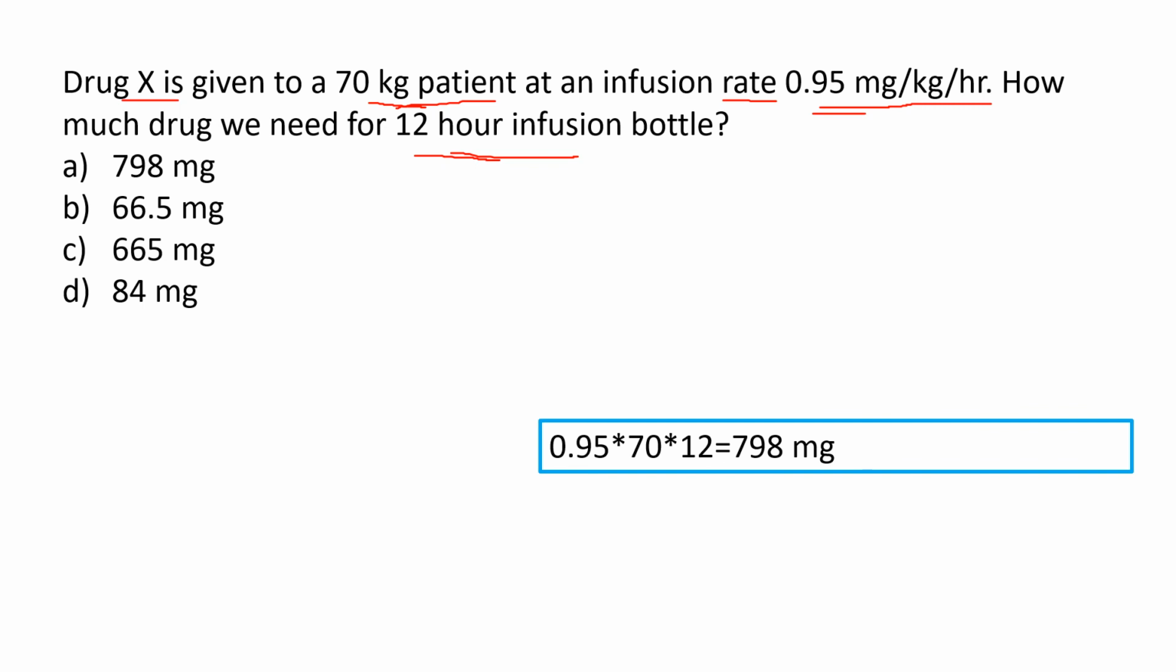Here the patient's total body weight is 70 kg, and we are giving this for 12 hours. So we need to multiply all this, that is 0.95 multiplied by the patient body weight, 70, and that should be multiplied with the total hours of infusion, that is 12. So the answer is 798 mg, which is option A.